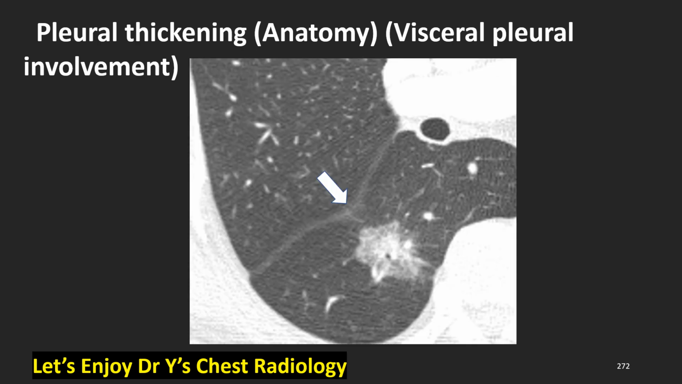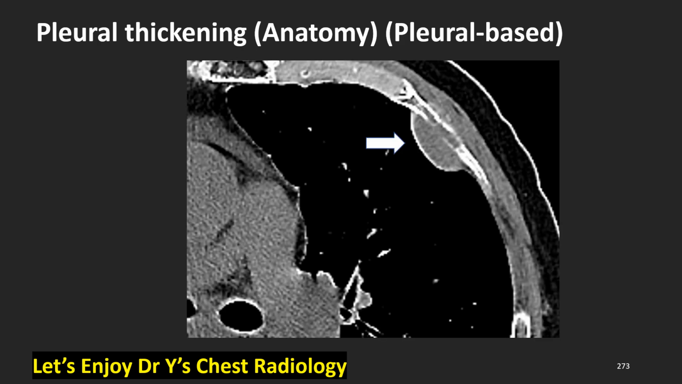Pleural thickening anatomy, visceral pleural involvement. Arrow indicates visceral pleural involvement by adenocarcinoma of ground glass nodule. Pleural thickening anatomy, pleural-based. Arrow indicates pleural-based nodule from rib metastasis.